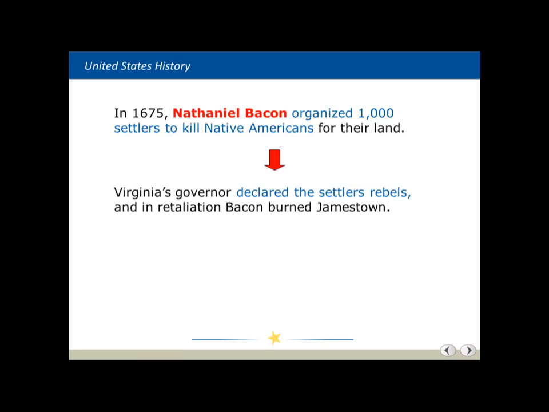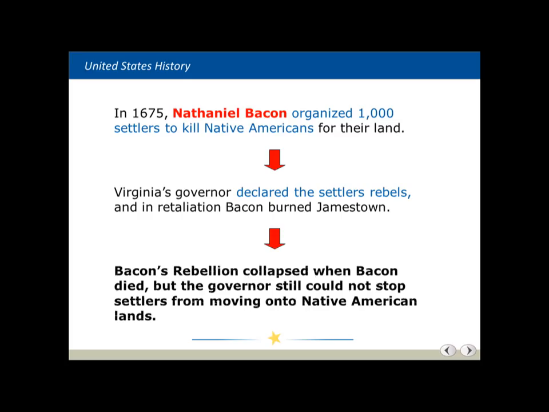Virginia's governor declares the settlers rebels. Bacon ends up burning Jamestown. So this is serious stuff. The rebellion collapses when Bacon dies. But again, people are headed away from that Tidewater. Again, they're headed toward the Piedmont, and again, they want to get, in a sense, before the fall line.